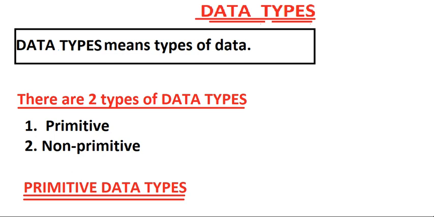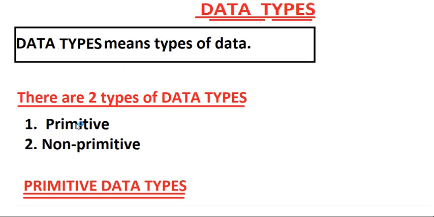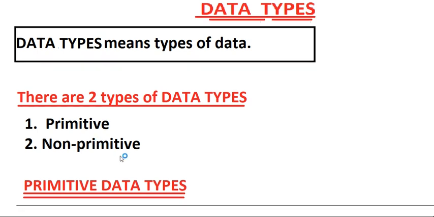So today we will discuss data types and variables. So what are data types? Data types means types of data. There are two types of data types. The first is primitive and the second is non-primitive.